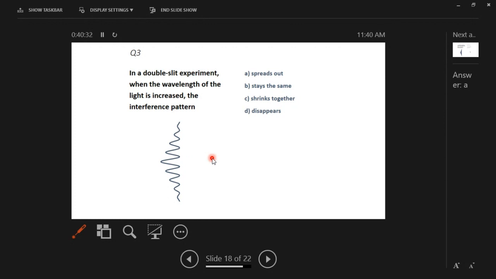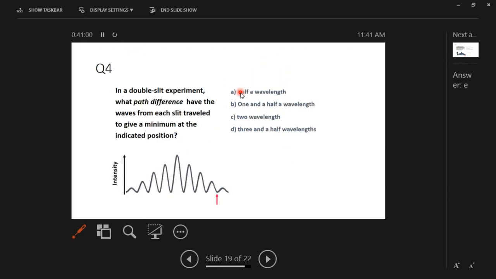Okay, very good. I'm going to move on. But here, again, you can use the fact that width, that's one of the ways to look at it, is lambda L divided by 2D. If you increase the wavelength, width is going to increase. So each fringe is going to have a bigger width. And as a result, this whole thing is going to spread out. So the correct choice is A.